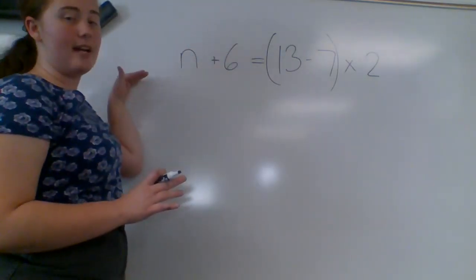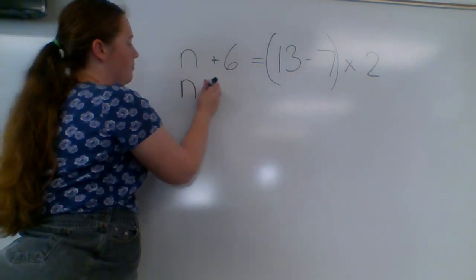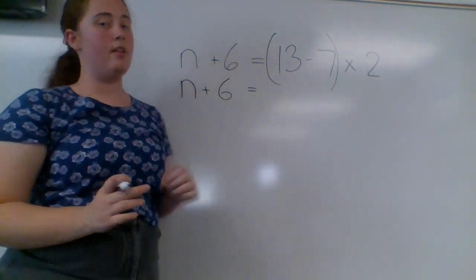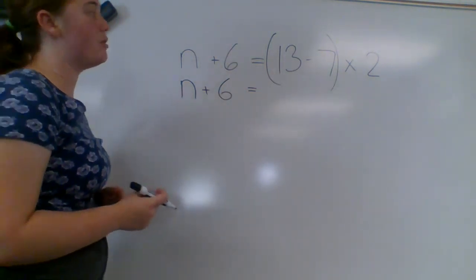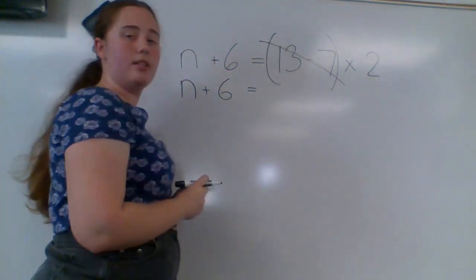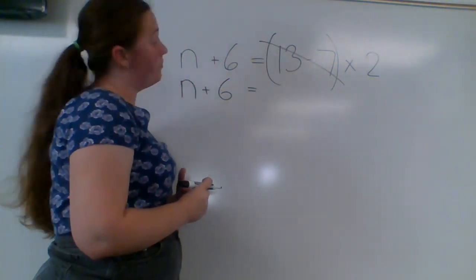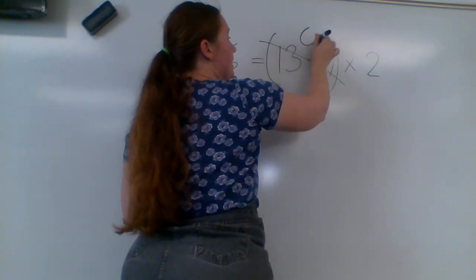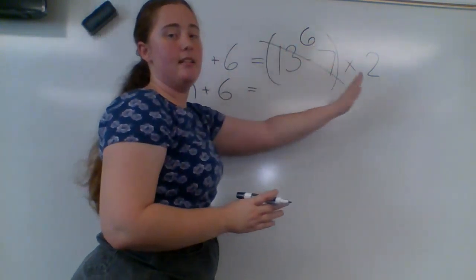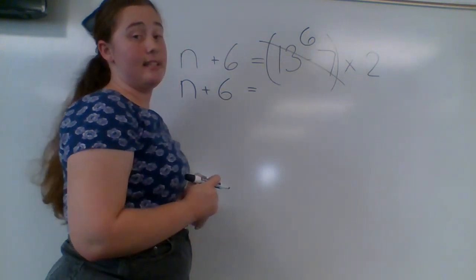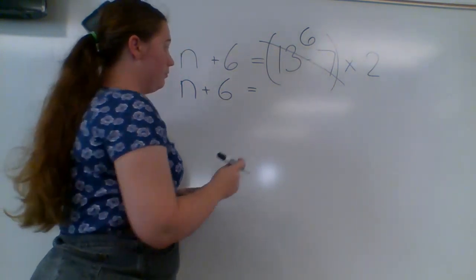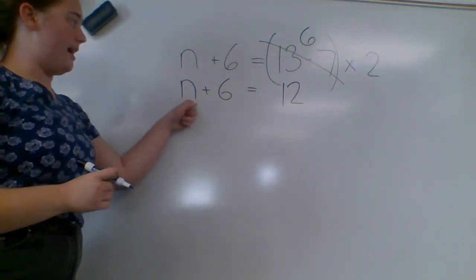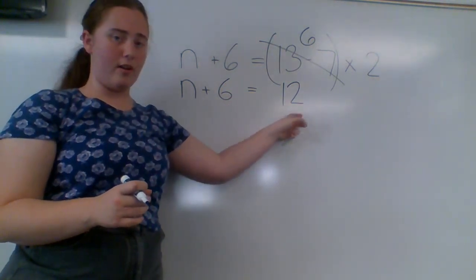First thing, just copy down this n plus 6 equals, and now we need to solve this over here. This 13 minus 7 times 2. So 13 minus 7, well, let's just cross that out so that we can solve it. 13 minus 7 is, right, it's 6, and then I have 6 times 2. What is 6 times 2? Right, it is 12. And now I have n plus 6 equals 12.